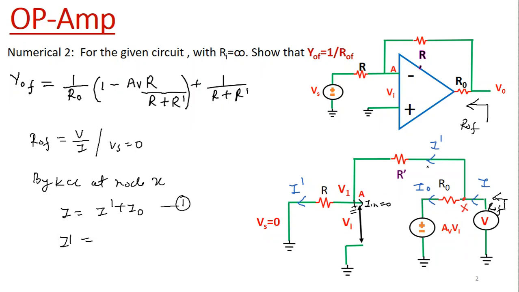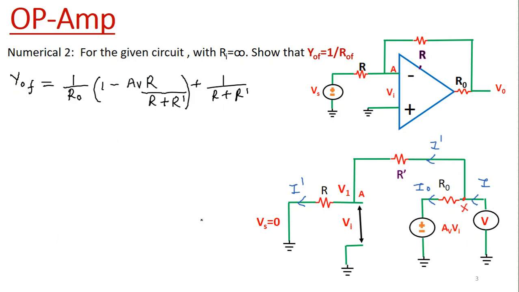So the current flowing through R dash will also flow through the resistance R, because at the node point A there is no division of current. So the I dash current will be equal to V minus 0 divided by R plus R dash. Here you can see that at node X the voltage will be V, so we are taking V, and here the voltage is 0, so we are taking 0. So I dash is V minus 0 divided by R dash plus R, or R plus R dash. This is equation number 2.